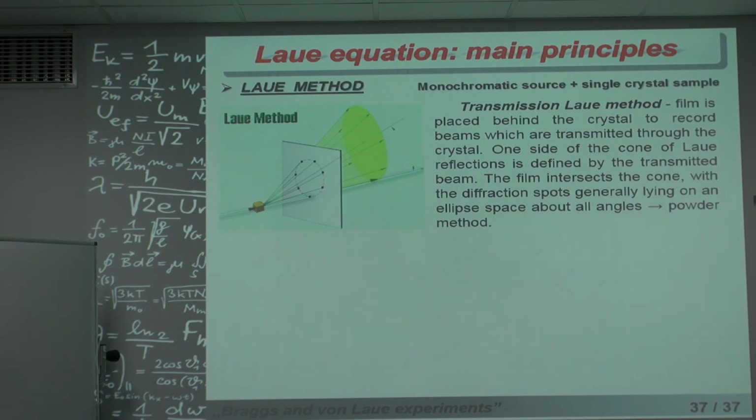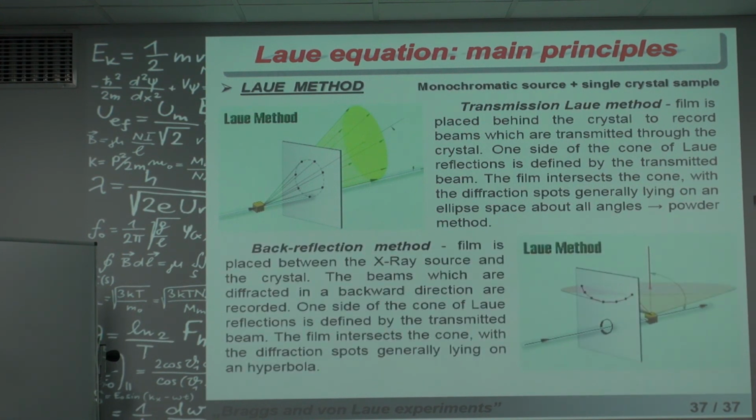He also had two kinds of measuring methods. He used a straight transmission method, where first we have the source, then the sample, then some film, and we get an ellipse as the result. And the back reflection method, where the film is placed between the X-ray source and the crystal. Here we get a hyperbola as the result.